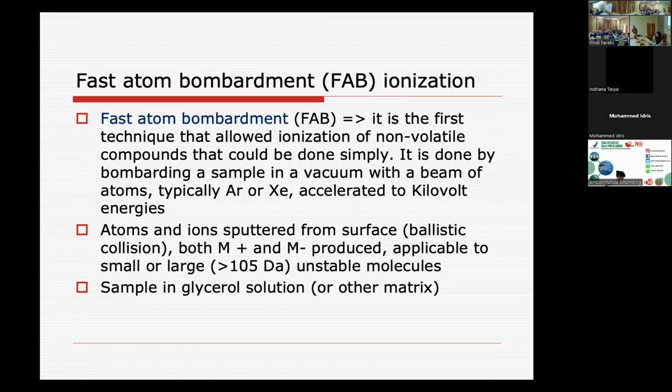Ini adalah teknik yang pertama untuk menentukan suatu ionisasi untuk senyawa yang non volatil. Jadi langsung dengan fast atom bombardment. Sampel kita simpan di plat, kemudian kita masukkan dan langsung ditembak. Ini akan menghasilkan fast atom bombardment. Biasanya sampelnya ada dalam matriks, dalam suatu glycerol.